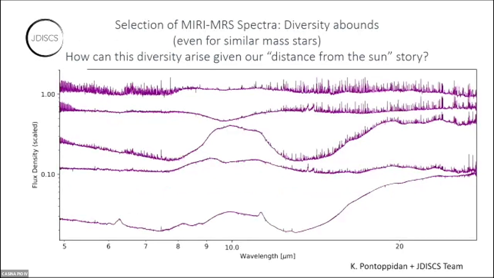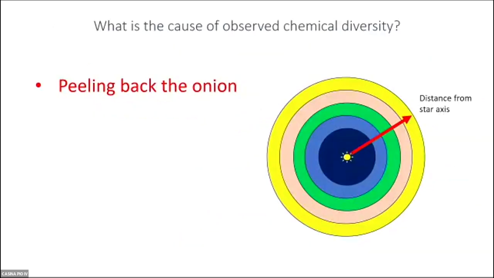And that includes, for those experts in the room, the big bumps, which are the solid state features, but all of the tiny little lines are the molecular gas. And there's diversity in that as well. And this doesn't really fit in the distance from the sun story, because if you have similar mass stars, you would expect, okay, their luminosity is the same, so temperature is the same. So what might be going on here? This is a very editorialized version of my reading of the recent literature.